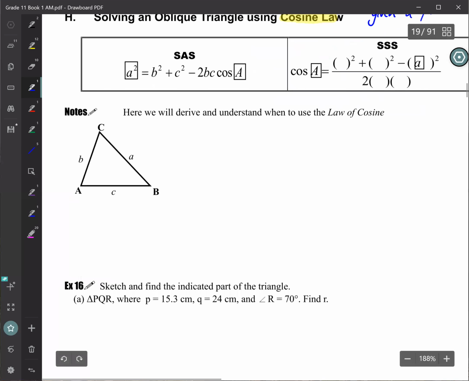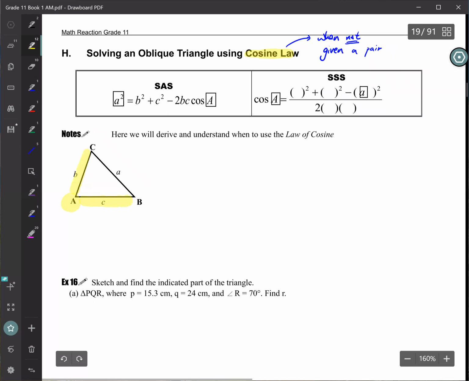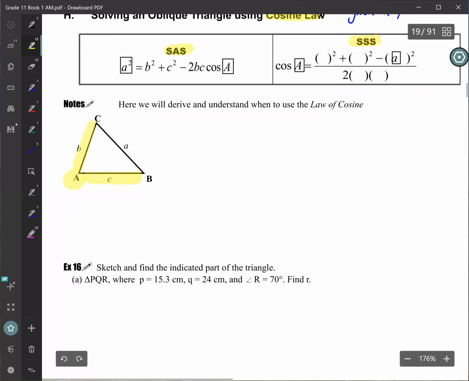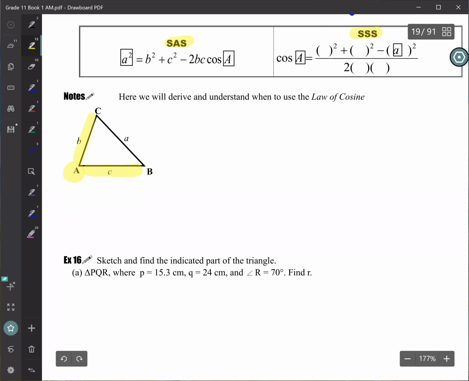Okay, so what would they give you then? They will give you a side, and then another side, and then also give you an angle in between. Okay, so that's the side angle side. Or they can give you the 3 sides and not give you any angle. Okay, we'll talk about those 2 formulas later. Right now we'll derive the formula first.